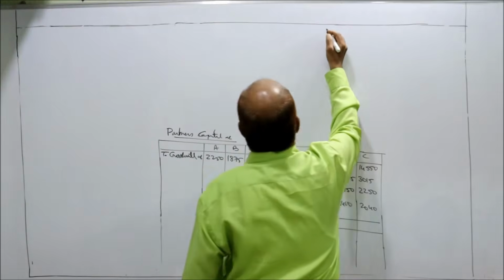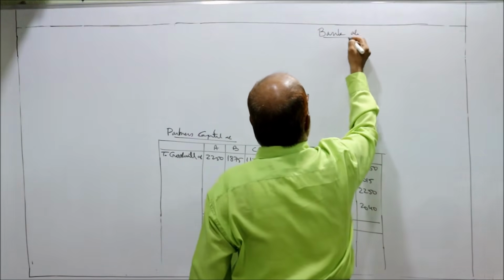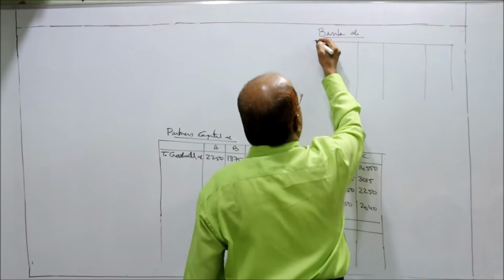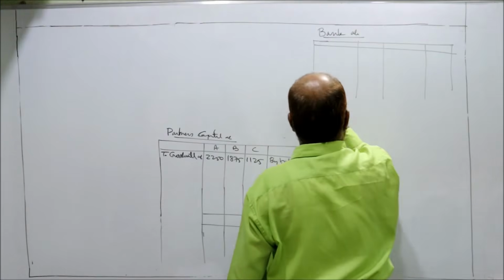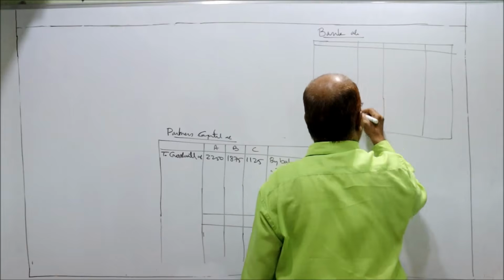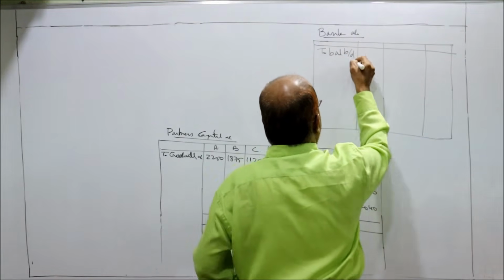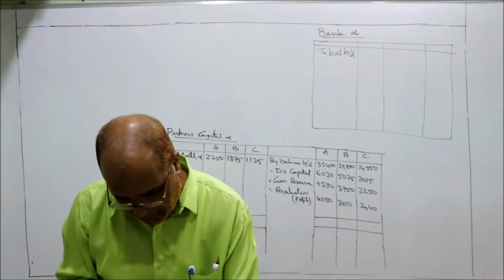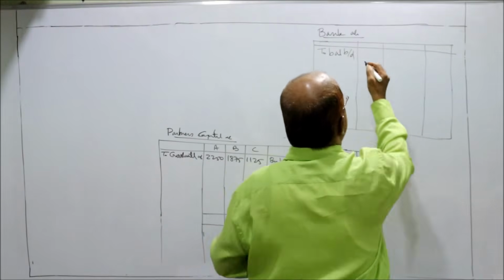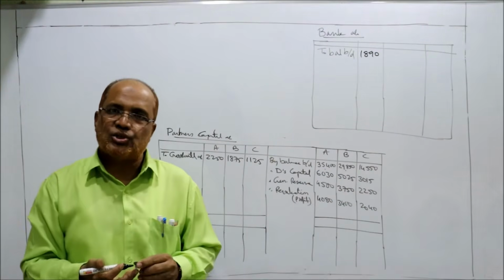One account we require, bank account. How much is the bank balance? Opening bank balance. Cash is given 1,890. Now we'll make the main calculations.